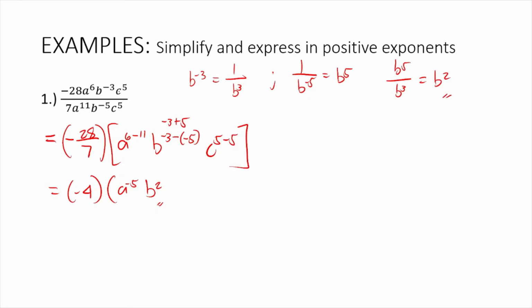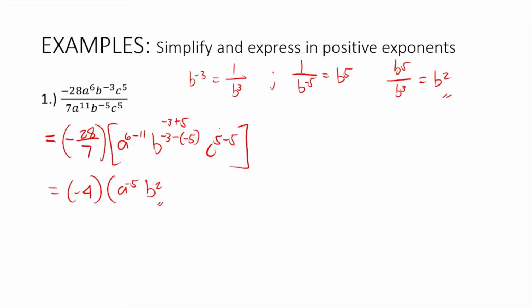So it depends on how you simplify this one, but either way, we'll arrive at the same result, right? And then c raised to 5 minus 5, that's c raised to the power of 0, right?